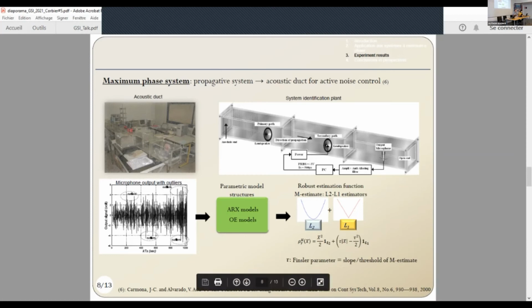And in this approach, tau is the Finsler parameter, equal to the slope and threshold of the cost function defined by this expression, and we see that tau is here, and this is the slope and threshold. Okay.